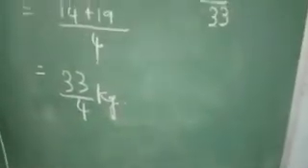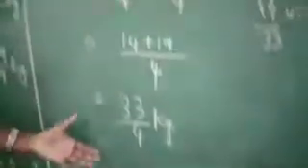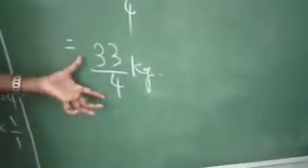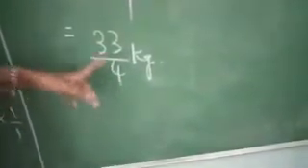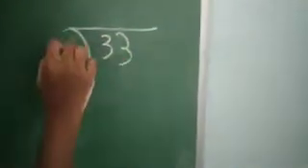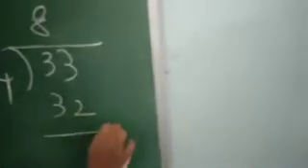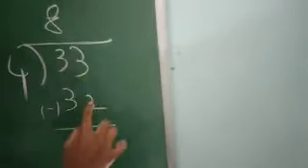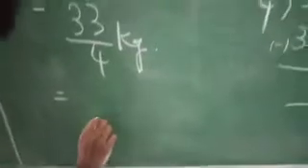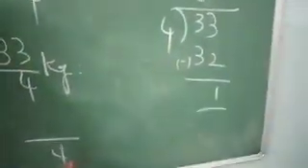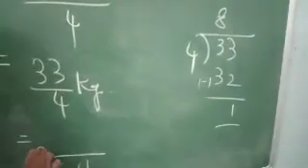See here, the question is in the mixed fraction, but our answer we are getting is in the improper fraction. So you have to convert this improper fraction again into the mixed fraction. How will you convert? You divide 33 by 4. How many times? 8 times. 8 4s are 32. When you subtract 32 from 33, you will get 1. Now you write it in the mixed form. You put the divisor, the quotient is the whole number part, and 1 is the numerator. So this is the total weight of the fruits.